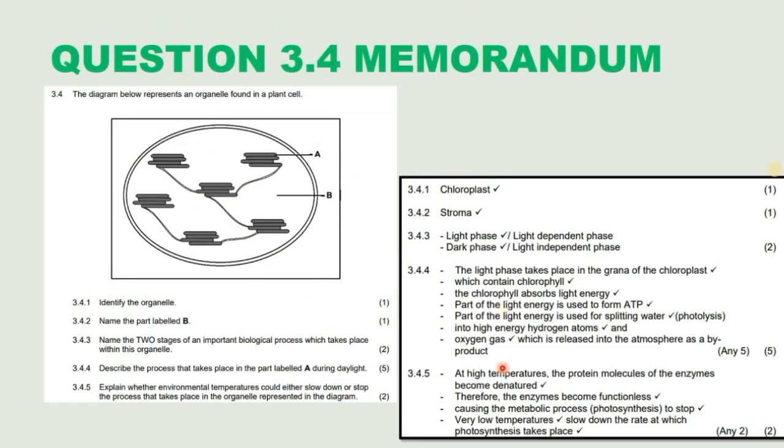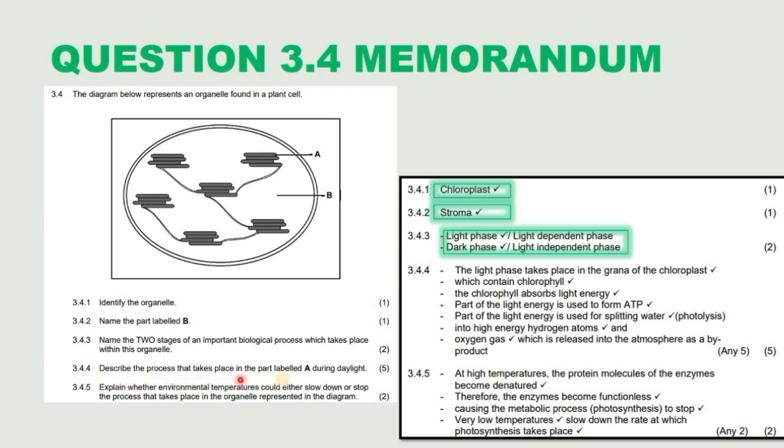So let's have a look at the memorandum. It first says identify the organelle. The organelle is chloroplast. Then they ask you to name label B. That is going to be your stroma. Then name the two stages of an important biological process which takes place. They didn't mention what the process is, but the process is photosynthesis. So we have the light and the dark phase, or you can also say the light dependent and the light independent phase.